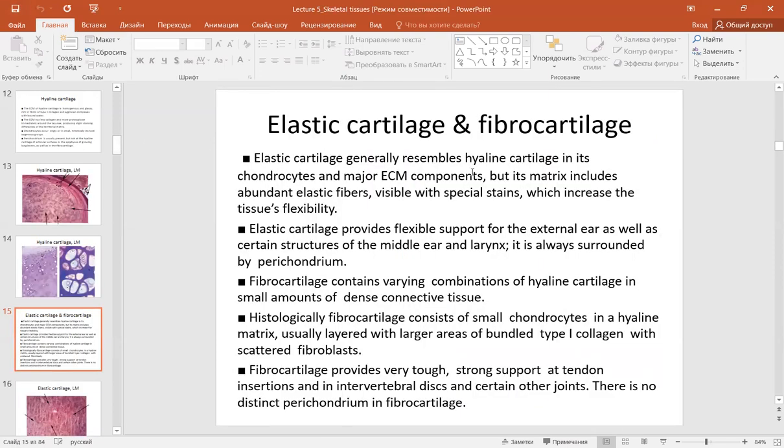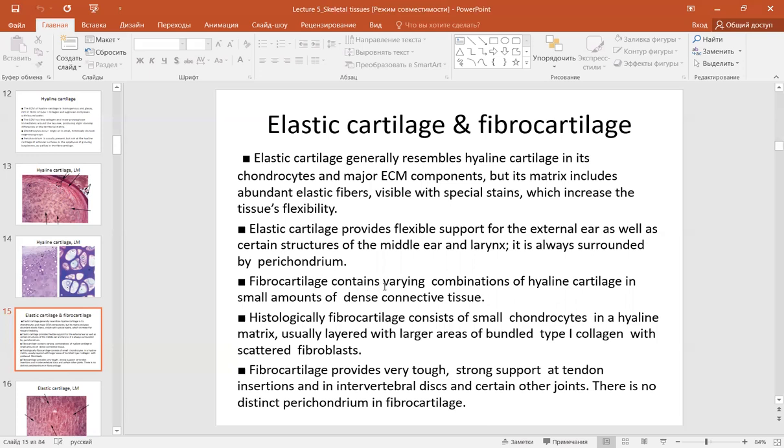Elastic cartilage generally resembles hyaline cartilage in its chondrocytes and major extracellular matrix components, but its matrix includes abundant elastic fibers visible with special stains, which increase the tissue's flexibility. Elastic cartilage provides flexible support for the external ear as well as certain structures of the middle ear and larynx. It is always surrounded by perichondrium.